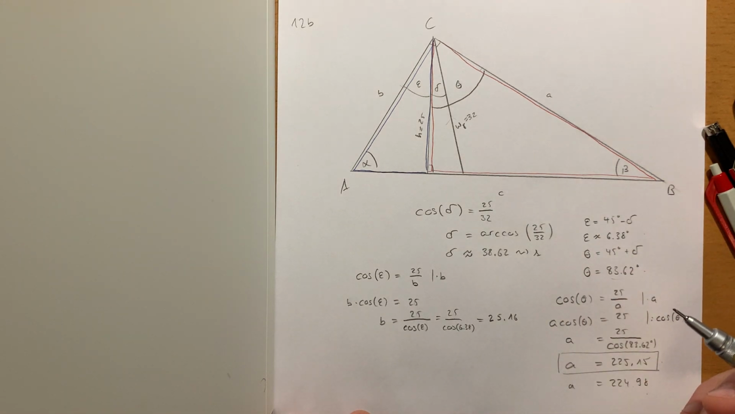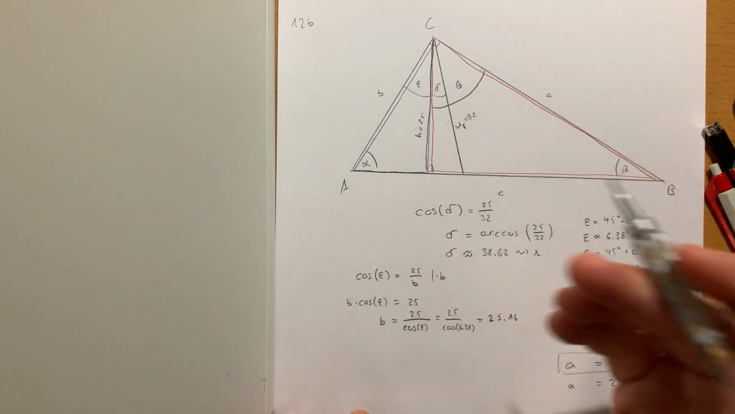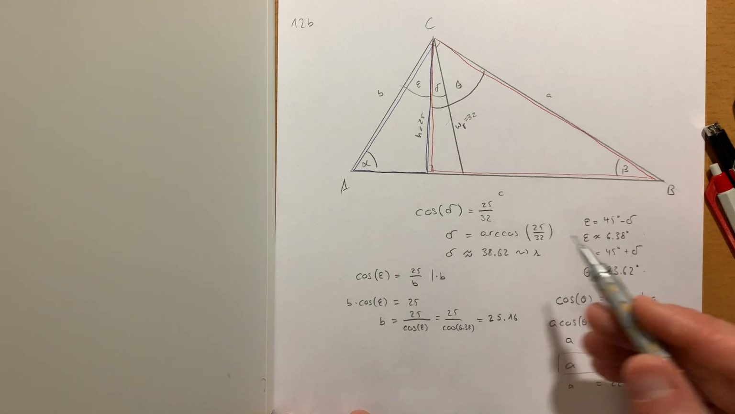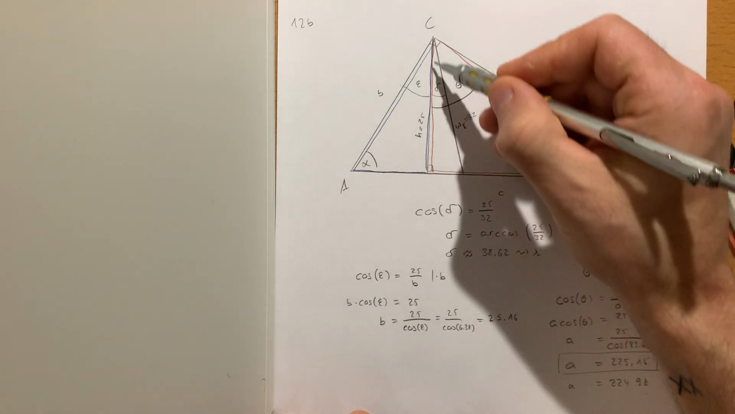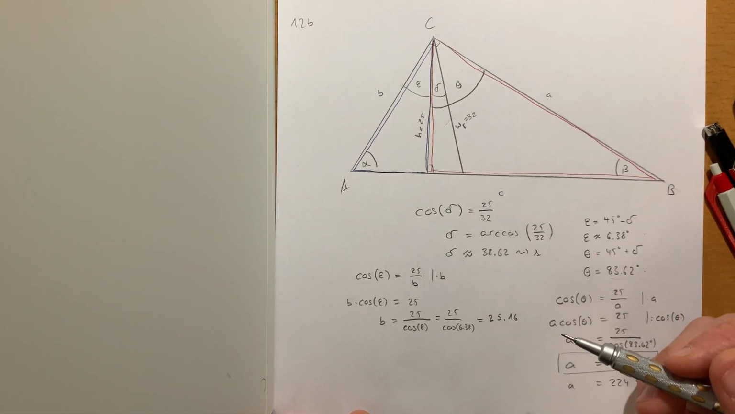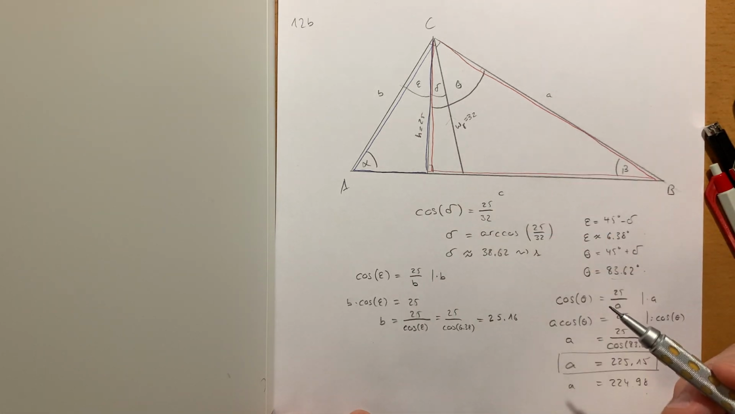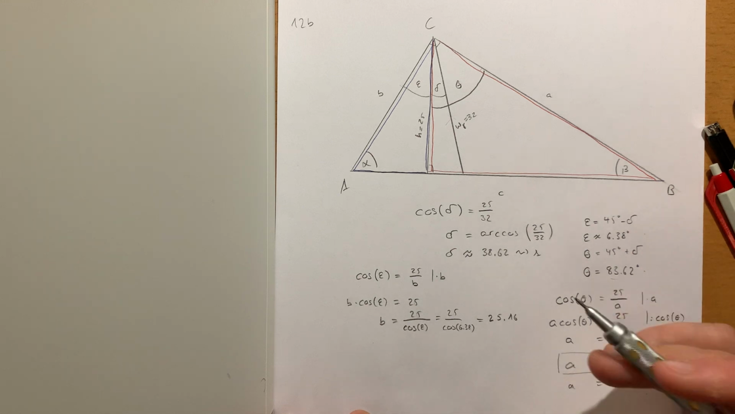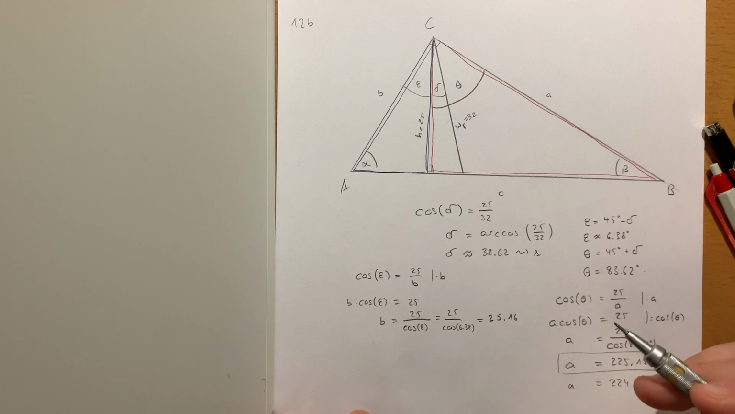Oftentimes it's difficult to see what you want to do right away. So you can start off with something you know how to do, like working out delta in the first right triangle. By doing that, you eventually see what's going to happen. It's always difficult to see at the start what you have to do in order to work out your end goal. This comes with experience, and I'm showing you one of many solutions.